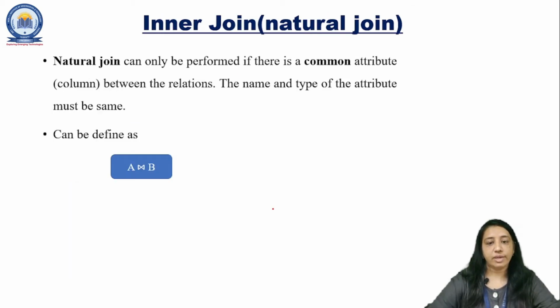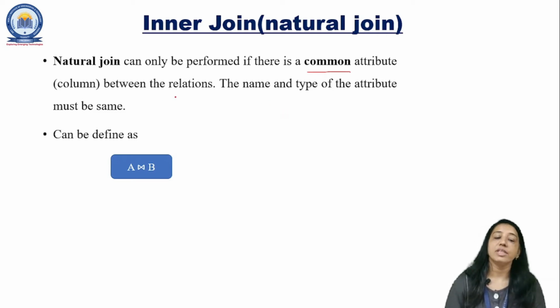The next one is the natural join. Whatever two tables are going to be combined, it may happen that some of the attributes are the same or it may not. But in a natural join, it is required. That means natural join can only be performed if there is a common attribute. A common column must be there between the two relations, and the name and the type of the attribute must be the same. Suppose in one table employee there is an EMP ID, then in the other table which you are going to combine, EMP ID must also be there. So that is the natural join.